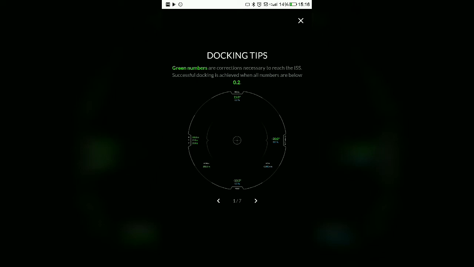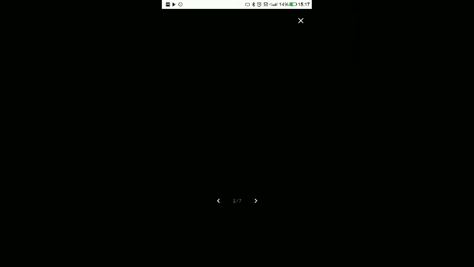This is the same interface, which is a touch screen platform, which is used by NASA astronauts Bob and Doug to dock the Dragon vehicle to the International Space Station.